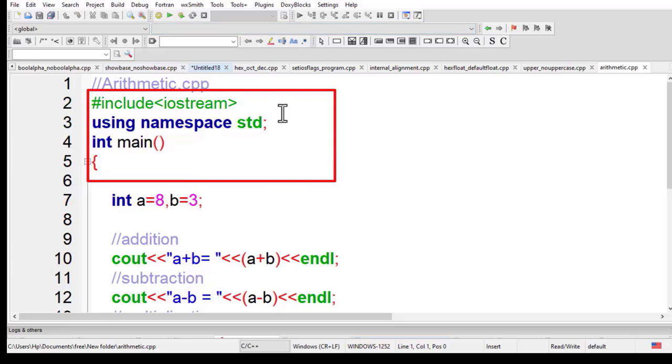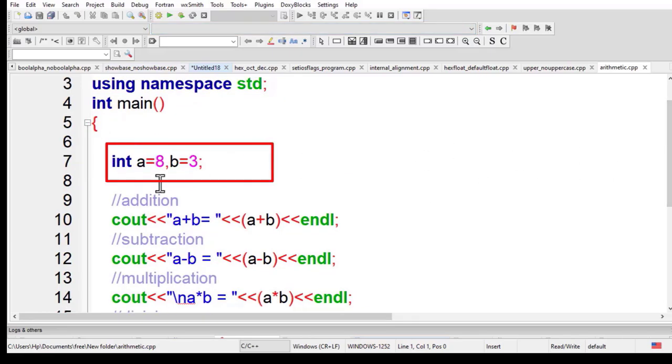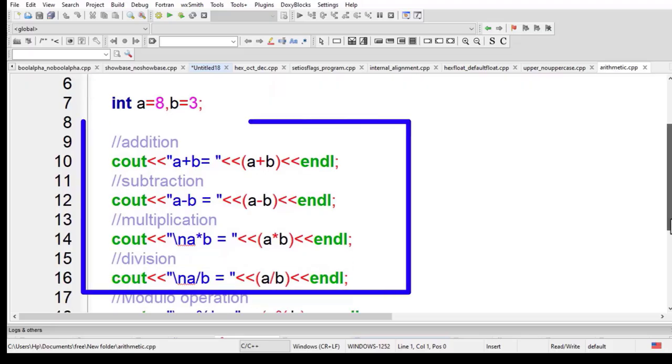Include iostream, using namespace std, int main, and variable declaration: int a is equal to 8 and b is equal to 3. The value assigned for a is 8 and the value assigned for b is 3. The first arithmetic operation to be performed is addition. a plus b is equal to 8 plus 3, which is 11. The next operation is a minus b, 8 minus 3, which is equal to 5.